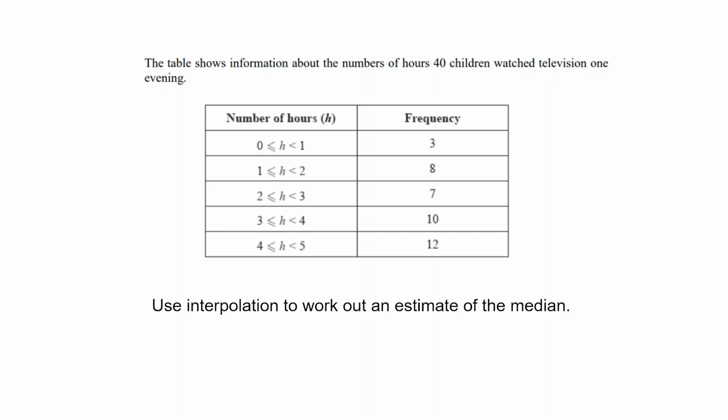The other thing you might be asked to work out is what's called an interpolated median. So it wants you to find a best guess for the median rather than just saying the median falls within a particular class or a particular row. So when we do that, we are going to start by taking our total amount. So if we add them up here, which is 40, and we want the one that is halfway through. So we're going to do 40 divided by 2. We want to find the 20th value.